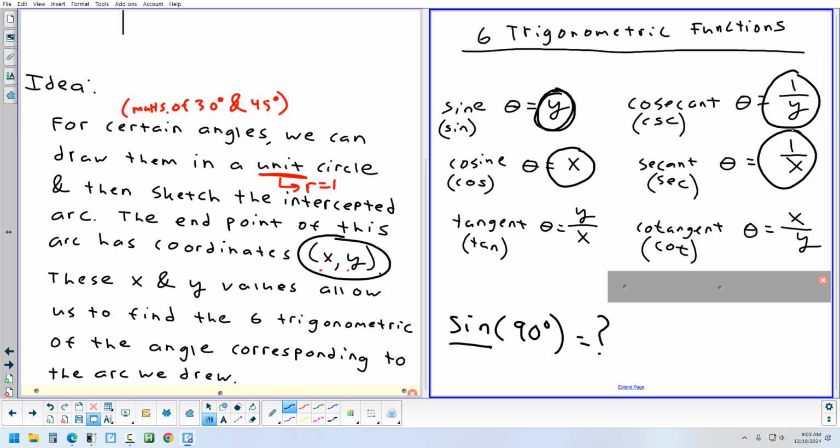And later on, when we talk about identities, there's going to be a group of identities in trig called reciprocal identities. And that's what they are right there. Okay, so any questions on any 6 of those definitions? Okay.